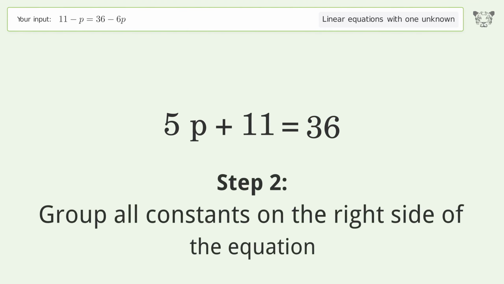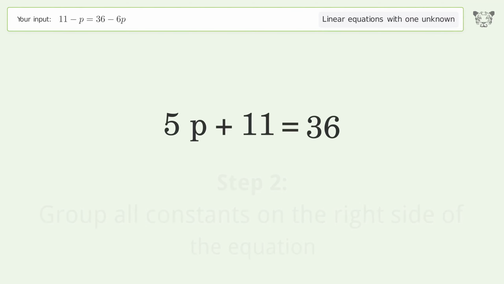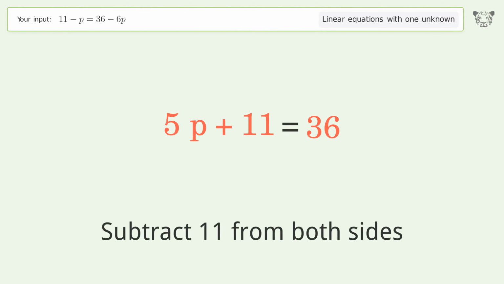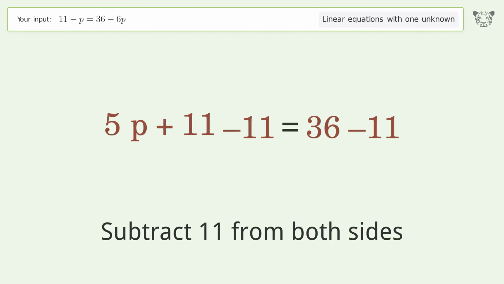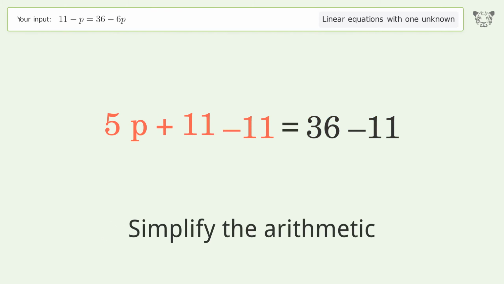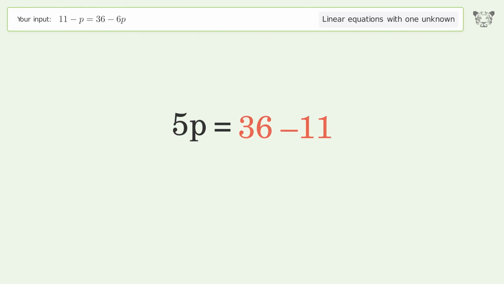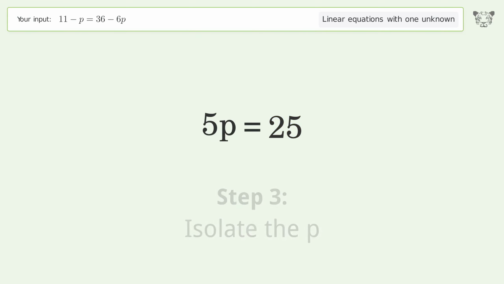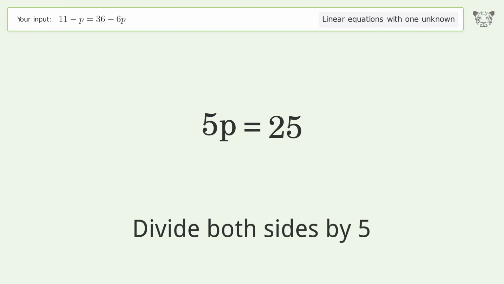Group all constants on the right side of the equation. Subtract 11 from both sides. Simplify the arithmetic. Isolate the p. Divide both sides by 5.